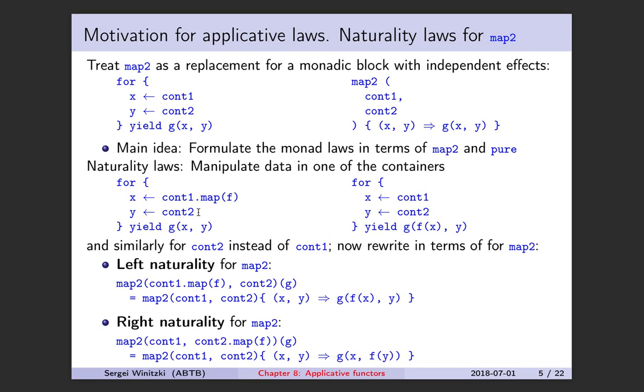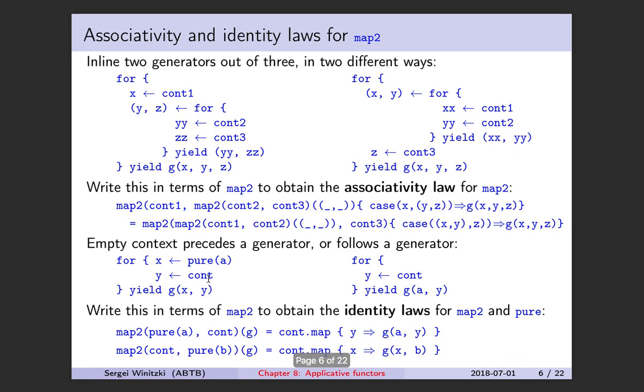I then look at what laws the methods must satisfy. The motivation for the applicative laws comes from representing map2 as a replacement for monadic code of this kind. And therefore monadic laws give rise to certain applicative laws. First I derive the naturality laws, and then the associativity and identity laws for map2.